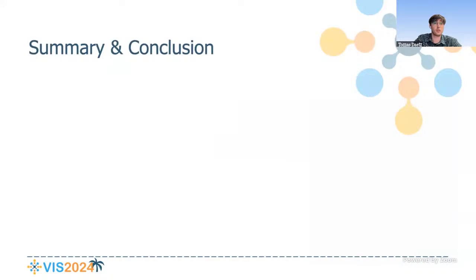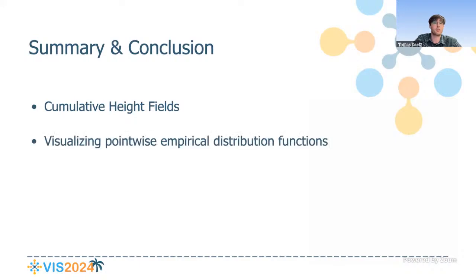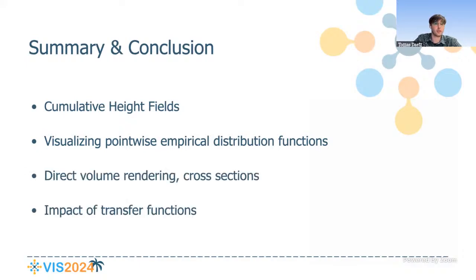Summarizing, today I showed the cumulative height fields, a further visualization for ensembles of 2D scalar fields. This method is based on the point-wise empirical distribution functions, shown using 3-dimensional true volume visualization techniques. I presented some transfer functions that we tested, but there are certainly many more that can yield useful results.